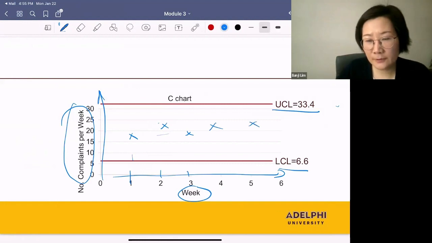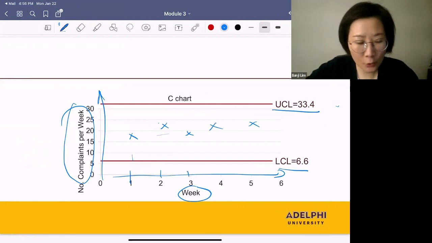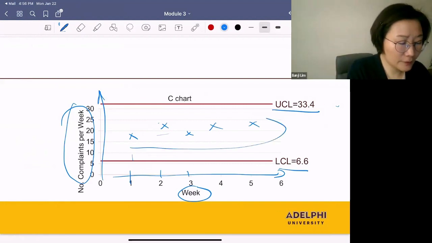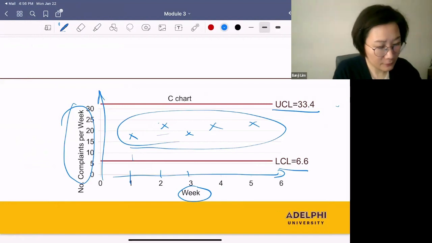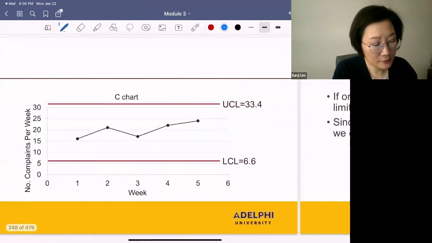Now we can make a conclusion. Is this process in control? Yes, all the observations are within the limits, so our conclusion is the process is in control.